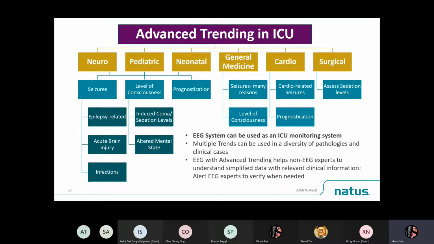So by now, I believe you can see that there are many opportunities for ICU and critical care units to make good use of an EEG system with advanced trending. So EEG is not just for neuro department, but also for other departments like neonatal, cardio, and even general medicine critical care. So with some advanced training and gaining more experience as you use it, it will become a very valuable tool as an ICU monitoring system.